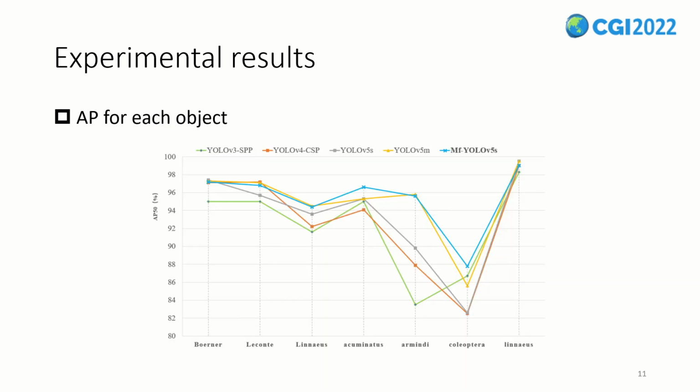This figure shows the detection performance on the test set for all insect classes on each model. The detection performance of MF YOLOv5 is higher than YOLOv3 and YOLOv5, especially on Armenia. In addition, ours has similar performance in detecting various categories compared with YOLOv5M, but YOLOv5M has a large amount of parameters and calculations.